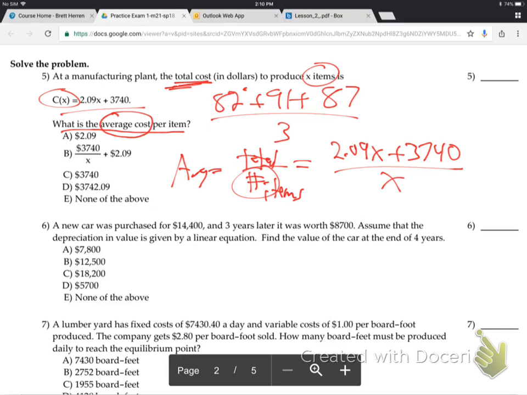Well, you're going to have to separate that, 2.09x, into 2 separate divisions. Like that, and then you can cancel those x's. So it's 2.09 plus 3740 over x. It's B. Everybody see that? Really common algebra mistake is to go, oh, I just cancel them right there, and then you just add them up. You can't do that. With pluses and minuses, you can't cancel things.